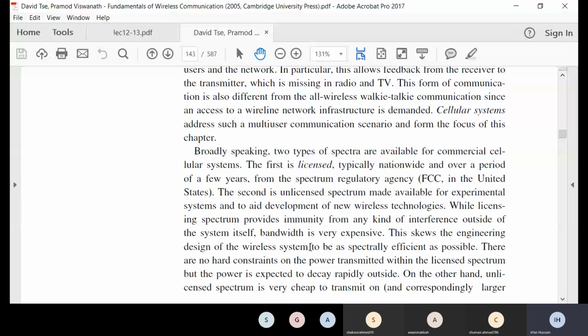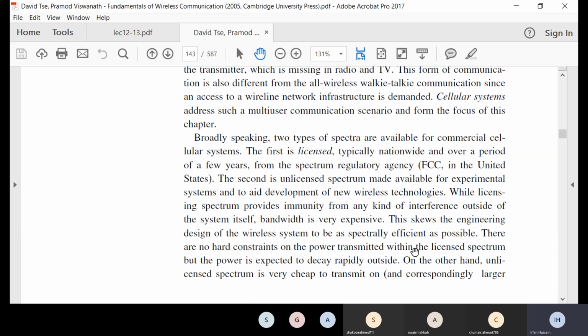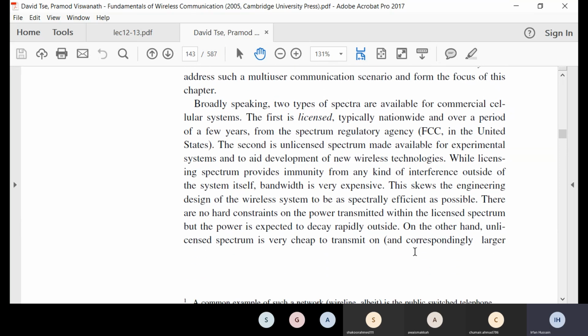And then you want the wireless system to be spectrally efficient. So we have learned that spectral efficiency means you want to utilize more degrees of freedom over a given bandwidth. More data should be sent. And power, you can transmit as much power as you want in licensed spectrum, but outside the licensed spectrum the power should decay. Now what is unlicensed?